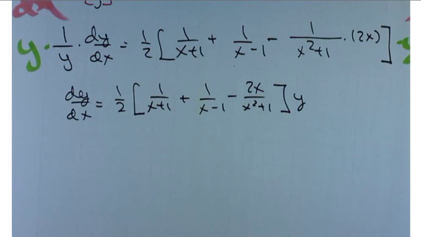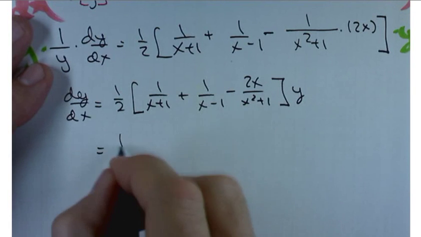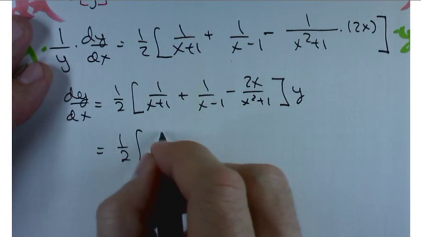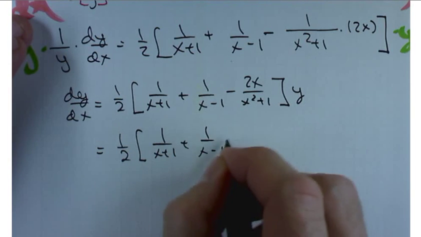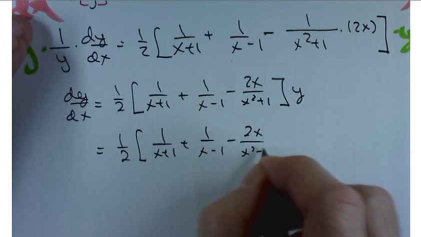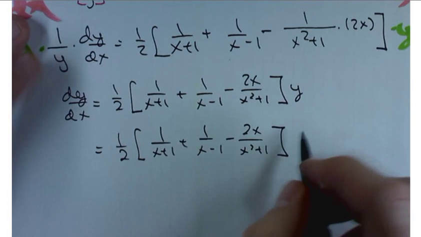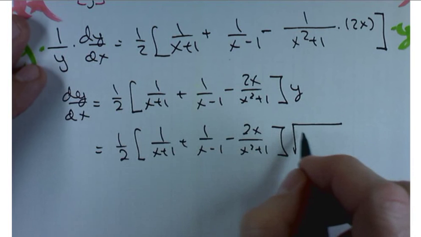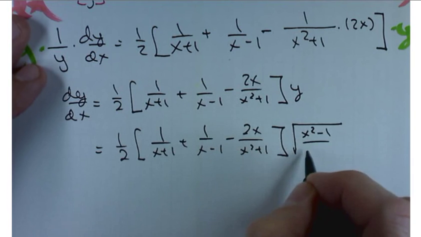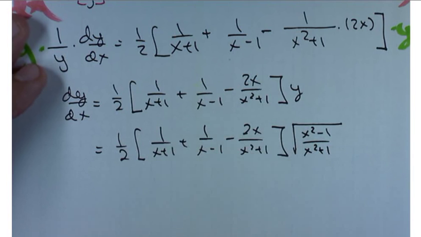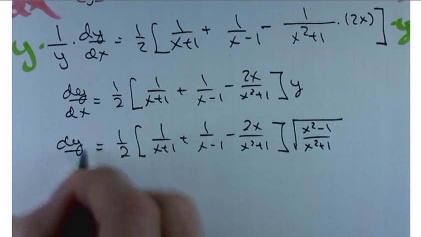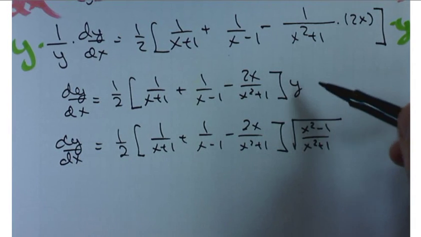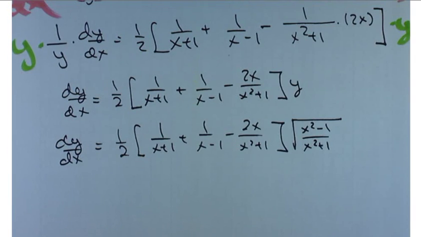But in order to get full credit on this problem, I'm going to ask you to do one thing. I want you to get rid of the y. How can I get rid of the y in this last expression? Well done. Yeah, just substitute in the original equation, right? Which was x squared minus 1, square root of x squared minus 1 over x squared plus 1. So there you go. You've got a nice explicit derivative. It doesn't depend on y anymore. It all depends on x.